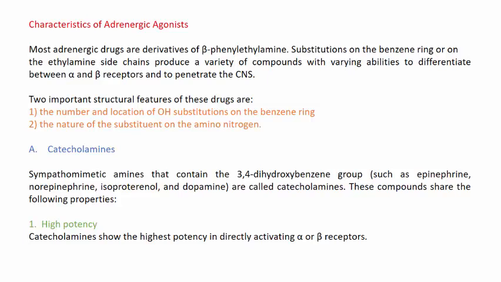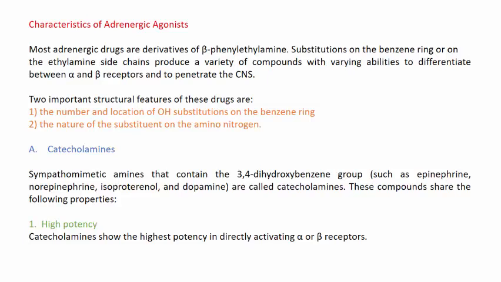اوكي، يعني هذه نتيجة انه يحصل substitution اما للبنزين رينج او للأثيلامين سايد تشين. هذه راح تؤدي الى تكوين variety of product. هذه تكون varying بالability to differentiate between alpha and beta receptors and to penetrate the CNS. Two important structural features of these drugs are the number and location of OH substitution on the benzene ring, and second, the nature of the substituent on the amino nitrogen.